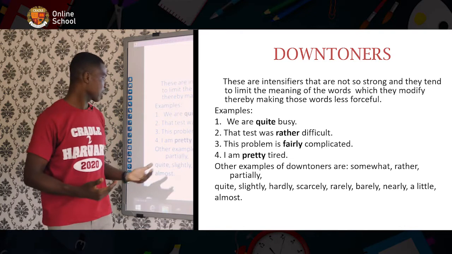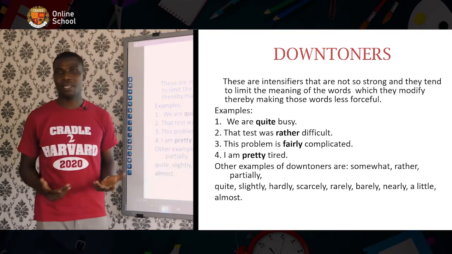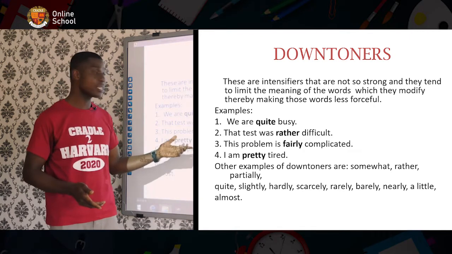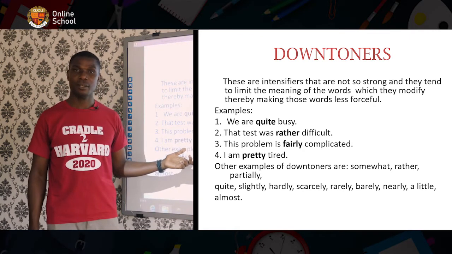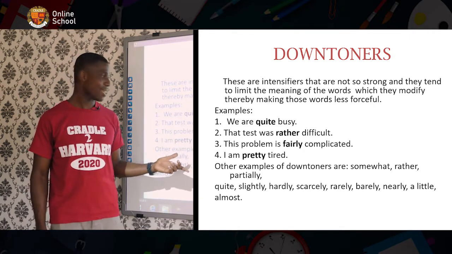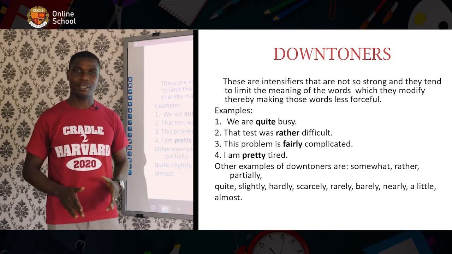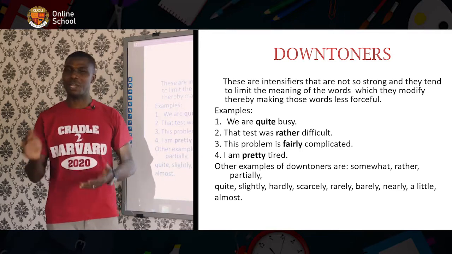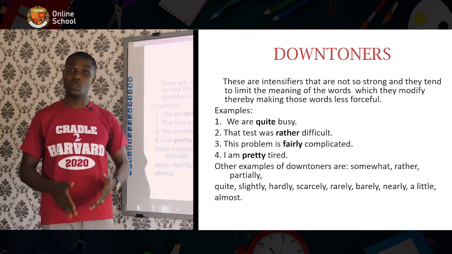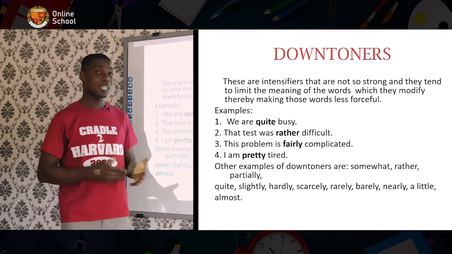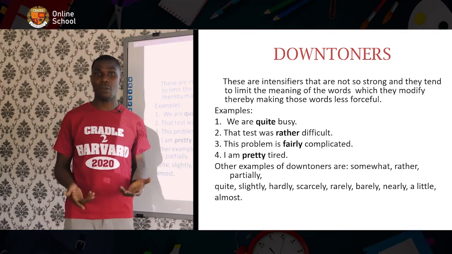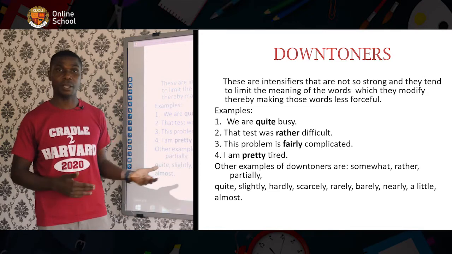Are you getting me? This problem is fairly complicated. Fairly is a downtoner. Are you with me? Unlike extremely complicated, okay? You cannot find any way around it. You've tried and tried and tried. It's beyond you. So it becomes extremely. But this time around, it's fairly complicated, but you found your way around it in solving the problems.